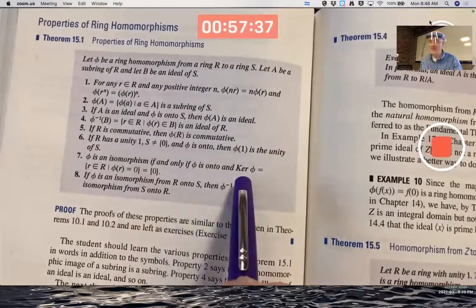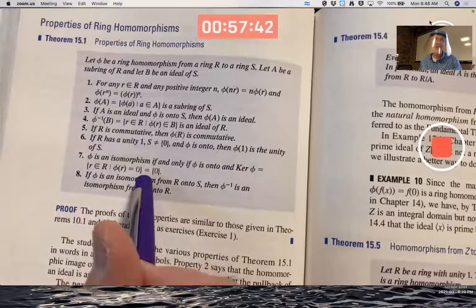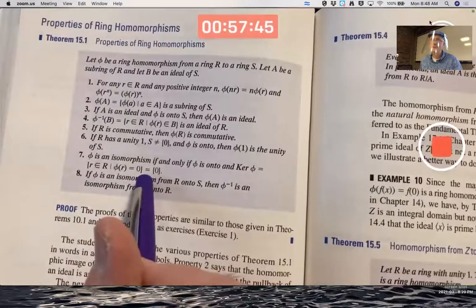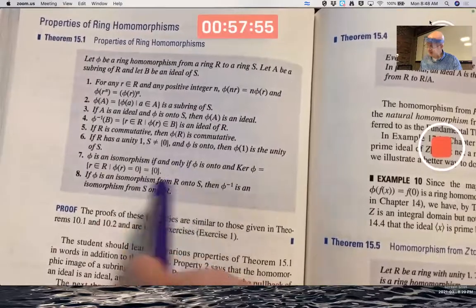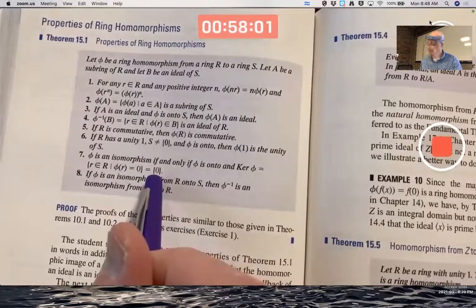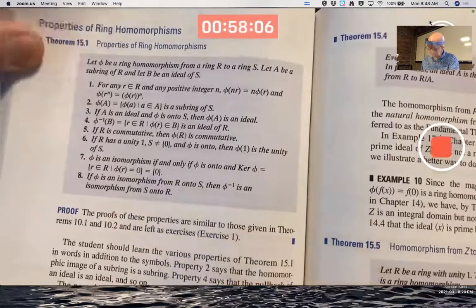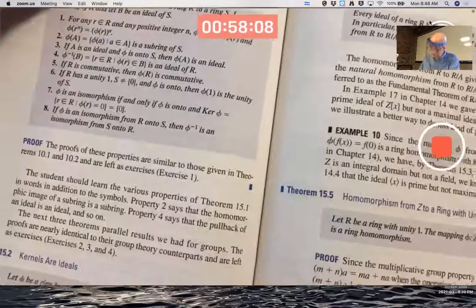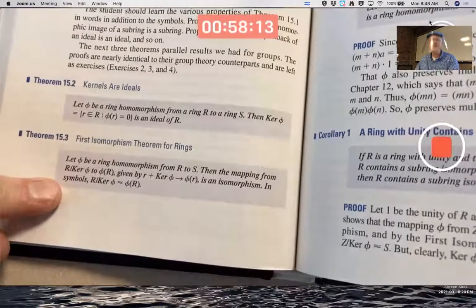You can talk about the concept of a kernel. Kernel is still the set of elements that get mapped to 0, the additive identity. It's still the same definition, not the elements that get mapped to 1. And phi will be an isomorphism if and only if the kernel is trivial. That was a property we saw for group homomorphisms as well. If phi is an isomorphism, then its inverse function, and that will exist, will be an isomorphism. Kernels are ideals, just like kernels are normal subgroups, and we have a first isomorphism theorem as well.